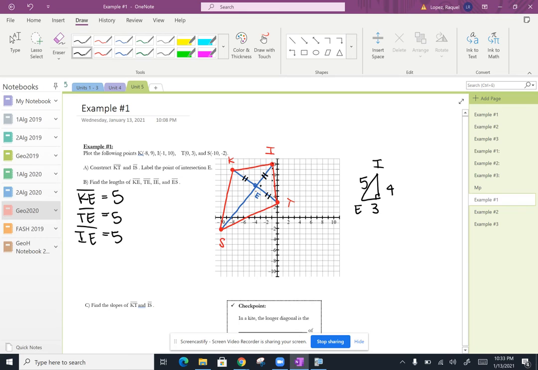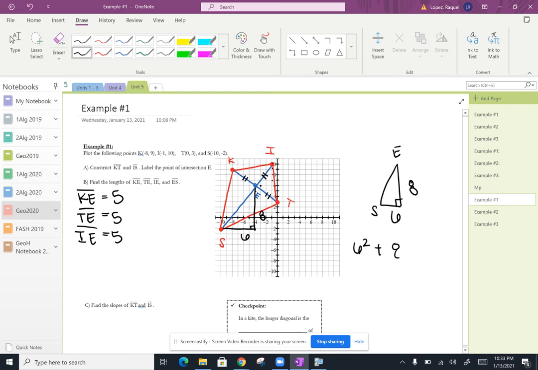Okay, and then the last thing that they want us to find is ES. So let's see how far I have to travel to get from E to S. Let's make a right triangle. 1, 2, 3, 4, 5, 6. So one of my legs is 6. 1, 2, 3, 4, 5, 6, 7, 8, and the other leg is 8. So I've got a right triangle, and I'm trying to find ES. This length is 6. This length is 8. Let's go ahead and do Pythagorean theorem.